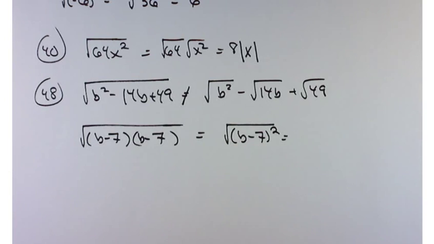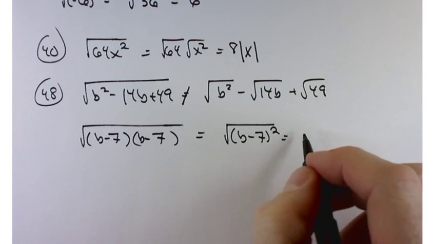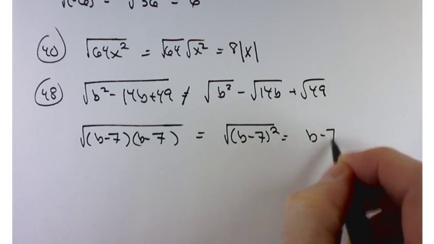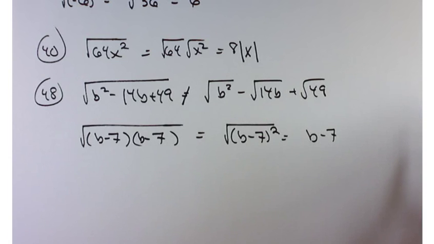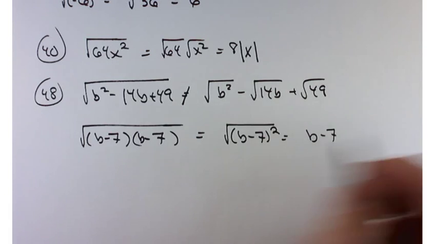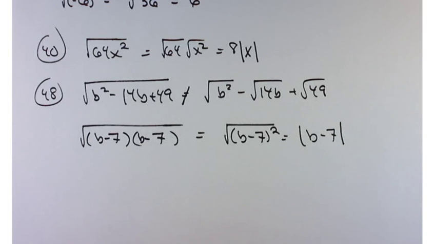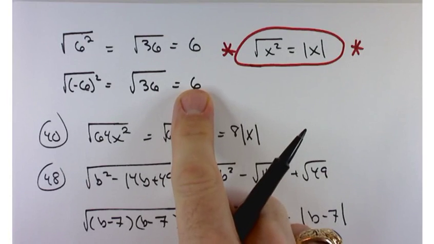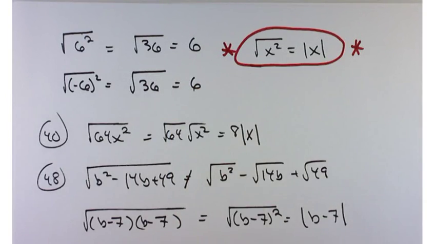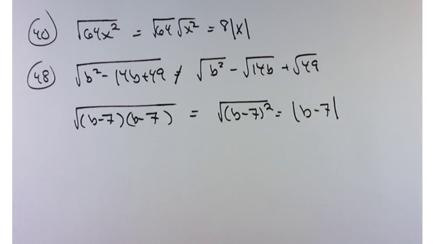Jess? b minus 7 is part of it. But if this is a 3-point problem, you get 1 or 2. What's the whole thing? Absolute value. We need that absolute value. When you take the square root of something squared like that, if it has a variable, then you need the absolute value. We don't need it for numbers. 6 is positive. I don't have to write the absolute value of 6. I do need it for the variables.